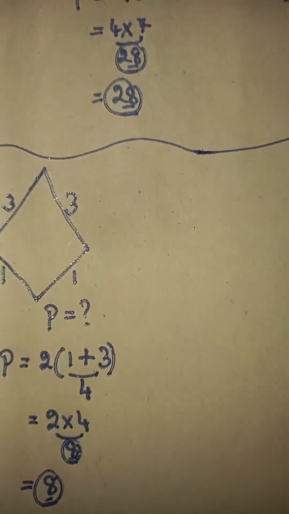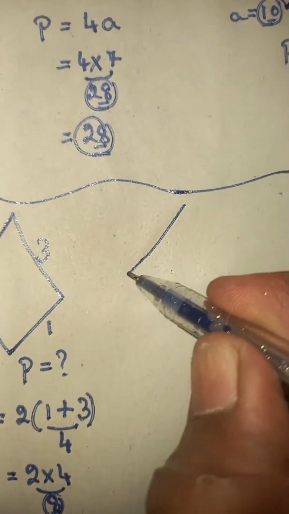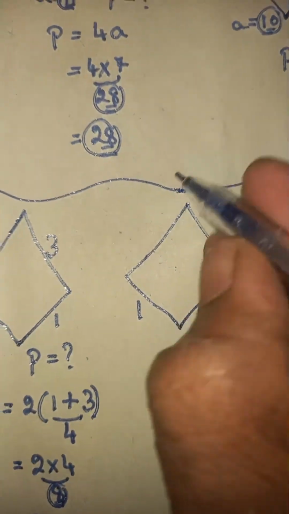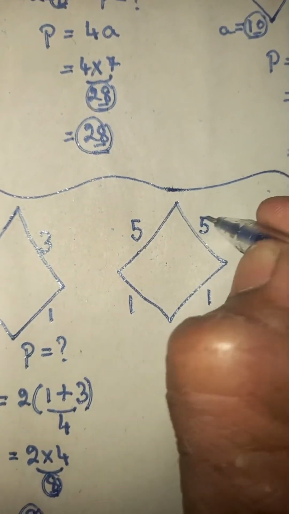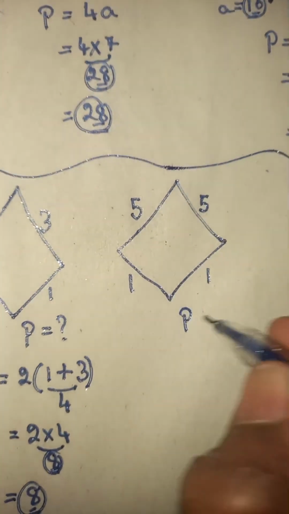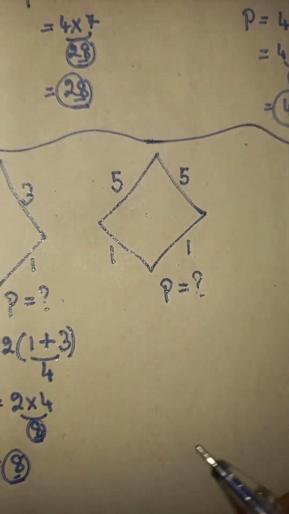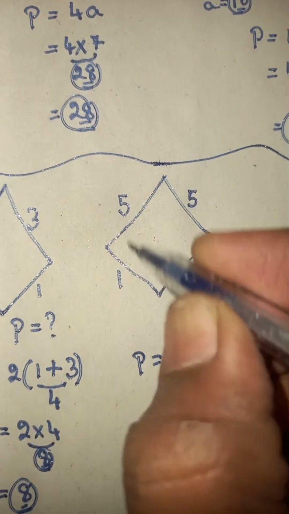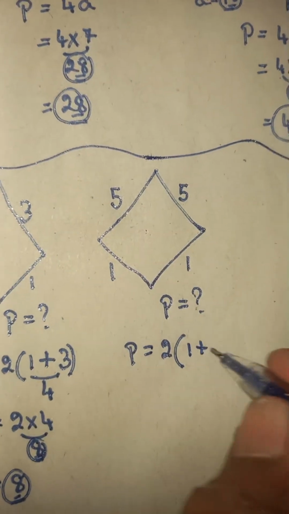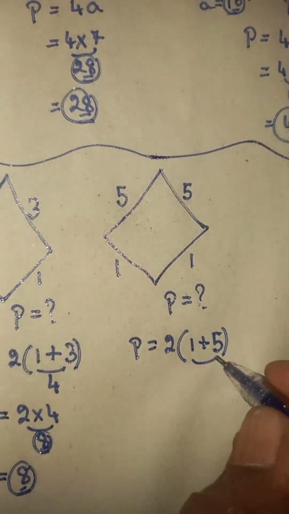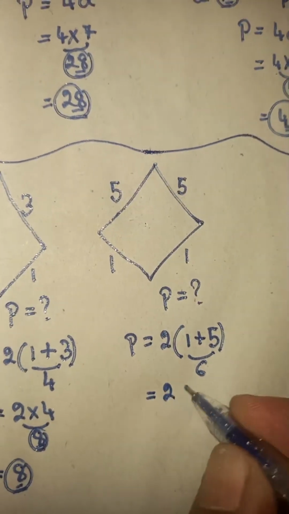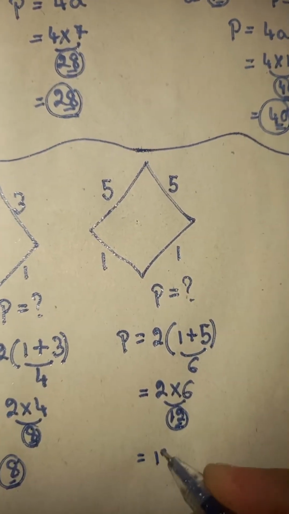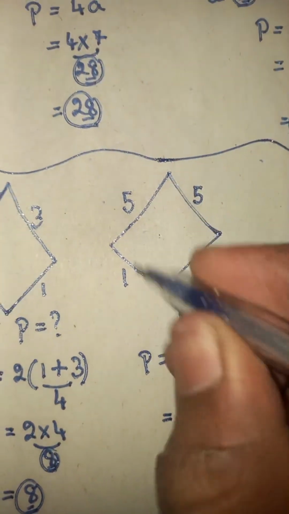Let's take one more kite, and in this kite they have given below sides as 1 unit and above sides as 5 units. Here also you need to find out what's the perimeter. Perimeter of this kite is 2 times of sum of below and above side, that is 1 plus 5. 1 plus 5 is 6, so this is going to become 2 times of 6, which is 12. So 12 units is the perimeter of this kite.